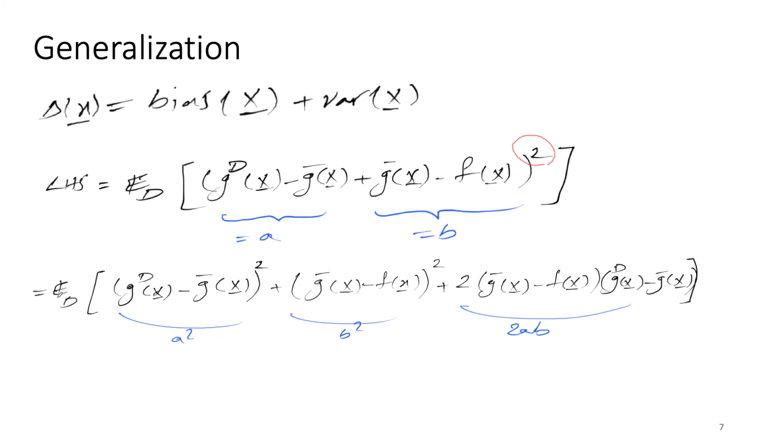Thus we're going to have E_D of gD(x) minus g bar(x) raised to 2 as our value A squared. Then we're going to have B squared, g bar(x) minus f(x) squared, and then plus 2AB. So the A value was g bar(x) minus f(x), and the B value was gD(x) minus g bar(x).